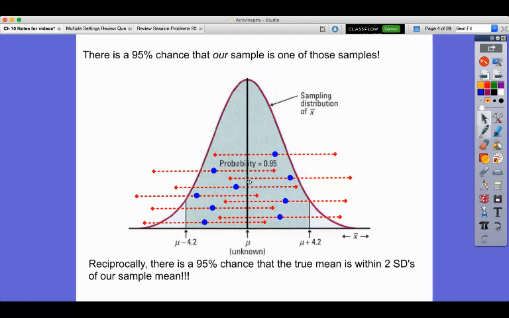This one captures mu, and this one captures mu, and so on. These ones don't. So 95% of all samples are in here, and so 95% of the time, we're 95% confident that our sample captures mu, although there's a chance that our sample does not.